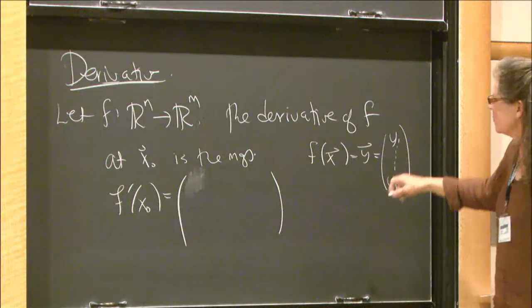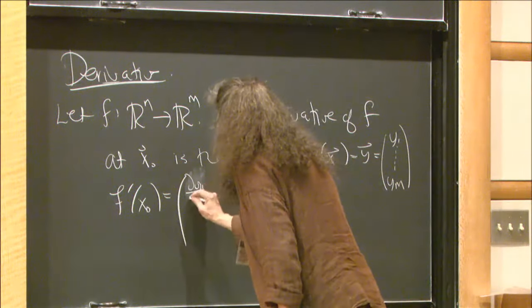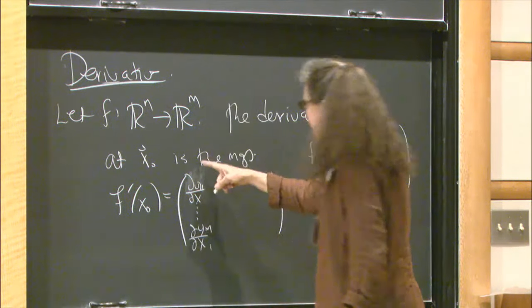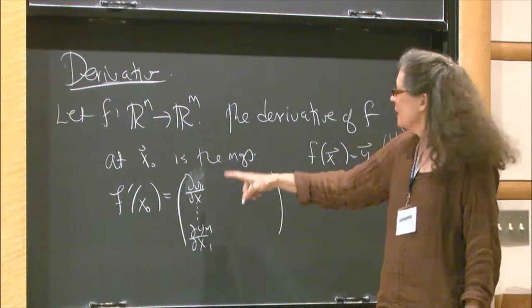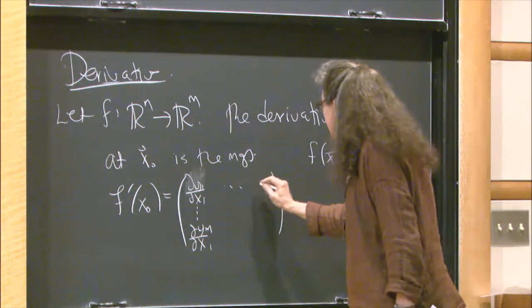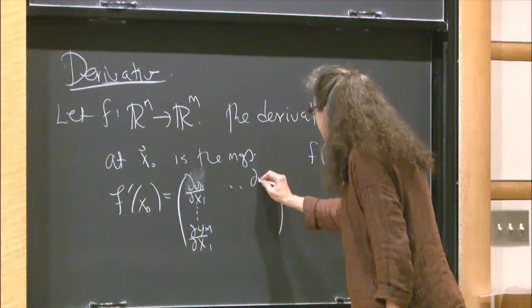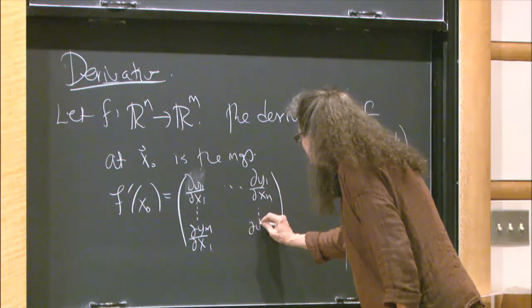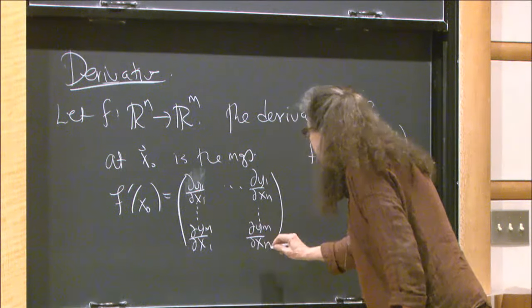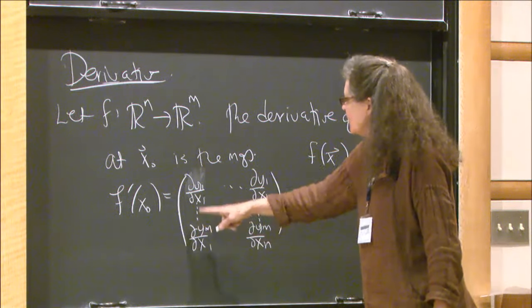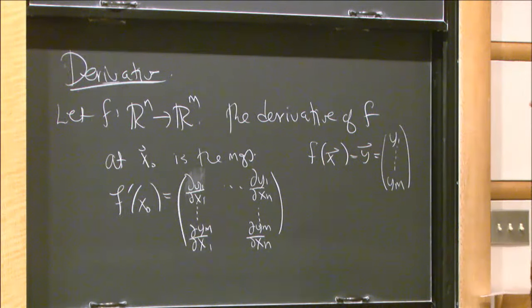So we take this vector and we take partial y1 with respect to x1, partial ym with respect to x1. So here we're taking the partial with respect to x1 on the first column, partial with respect to x2 in the second column. So what comes all the way over here is partial of y1 with respect to xn, partial ym with respect to xn. Okay, so this is n, right? This is the domain, this is the range, this is m. So that's an m by n matrix? The rows come first.